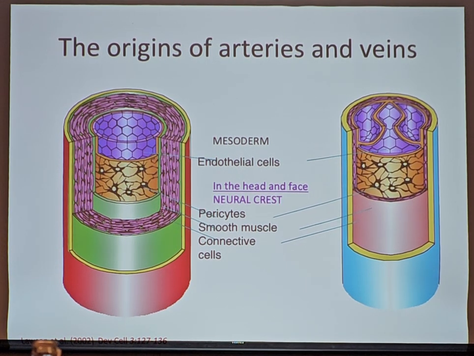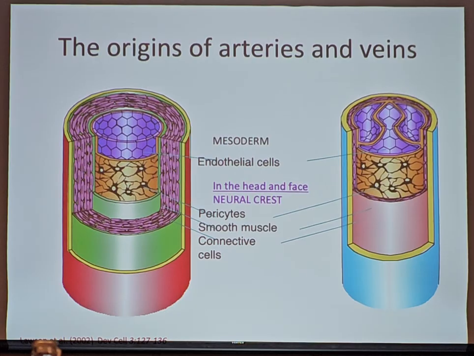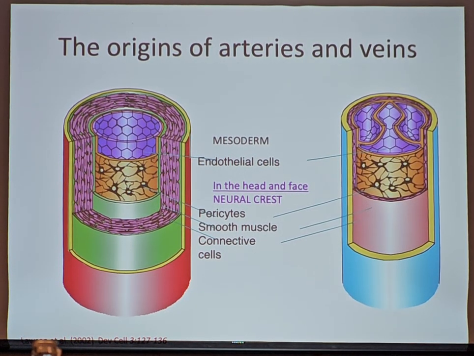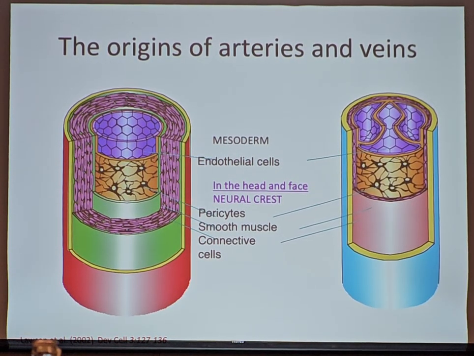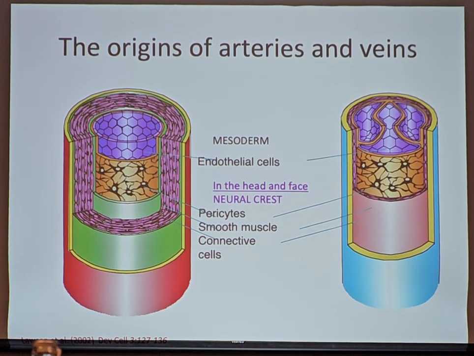In the head and face, the pericytes, smooth muscle, and connective cells are actually derived from the neural crest, i.e. from the ectoderm. So for your blood vessels in the head and face, you will need a coalescence of mesodermal cells as well as ectodermal cells, which explains why you will have certain diseases present in an ectodermal distribution. These are the cerebrofacial arteriovenous metameric syndromes.